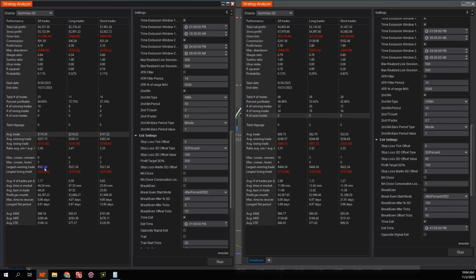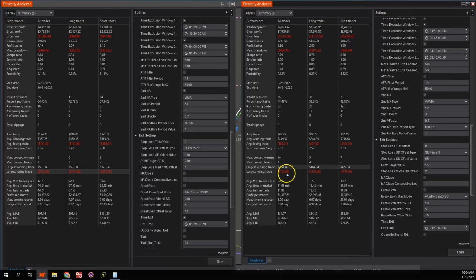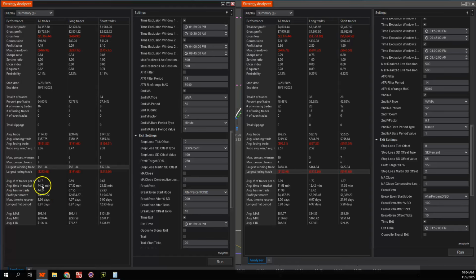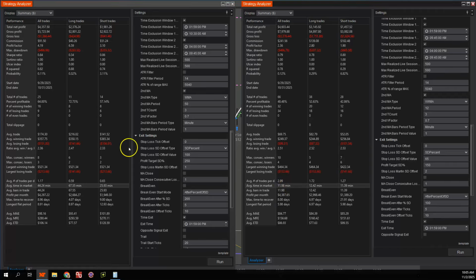And then the largest winning trade, 521. That's not that crazy. Largest losing trade, only 213. That's amazing. Largest winning over here, only 464. Largest losing, only 153. I actually want the largest winning trade to be kind of small. Right around in this ratio, that's perfect. Average time in market, 44 minutes. That's kind of cool, actually. And then on the large template, 11 minutes.